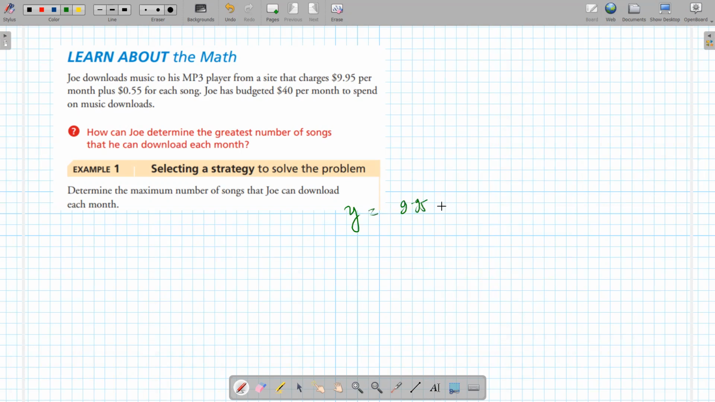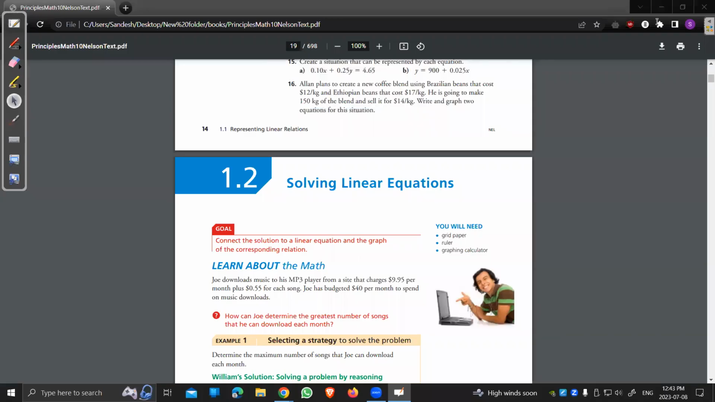This is the constant plus 0.55x. This is the equation where y represents his budget. In this case, his budget is $40. And then this is just an equation, right? We can quickly find what x is: 40 minus 9.95, divided by 0.55. x is not a whole number, it's 54.63. So that means he can afford 54 songs. That's it for that question.